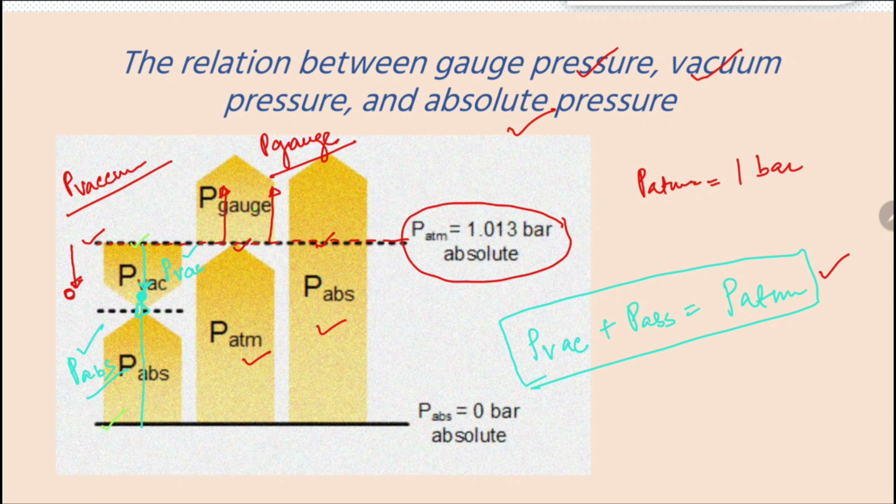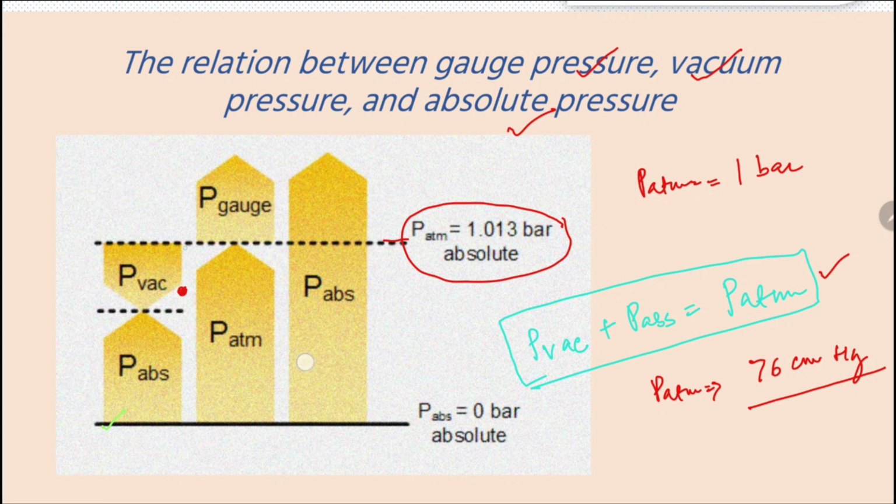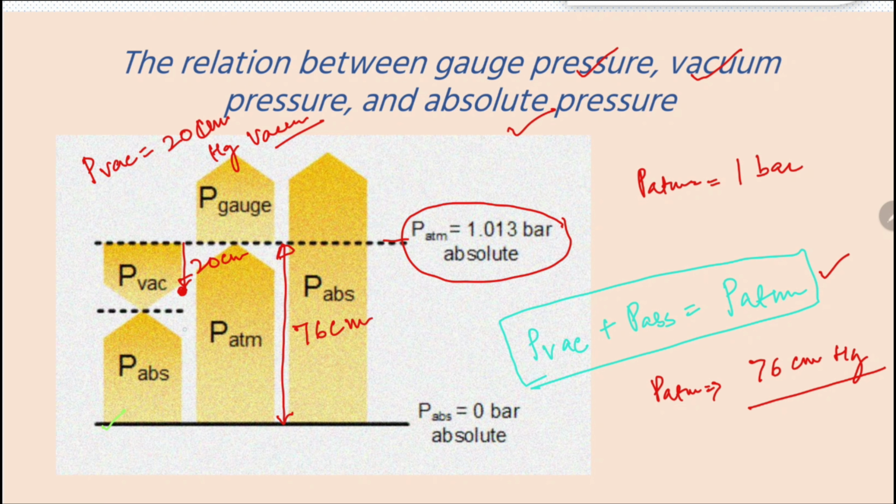So using this, you can always get the absolute pressure if any pressure is given in terms of the vacuum pressure. P atmospheric is equivalent to 76 centimeter of Hg column. Let's take an example where we have to measure this much pressure and it says that this P vacuum is equal to 20 centimeter Hg vacuum. What does that mean? That this total height up to the atmospheric pressure is equal to 76 centimeter and this is your 20 centimeter. If I want to measure the pressure at this location in terms of the absolute pressure, this will be the absolute pressure. So this is 76, this is 20, so this comes out to be 56 centimeter.